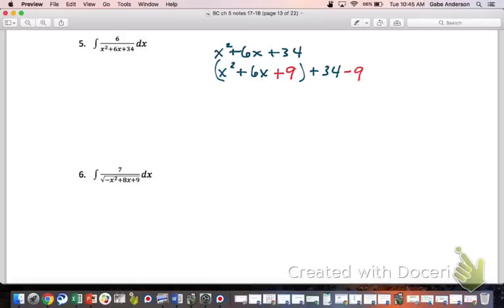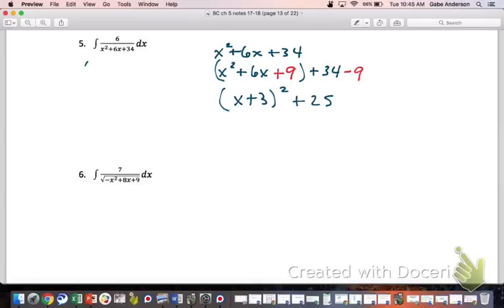So now we factor, and now it is nice and factorable. Not only is it factorable, it's factorable as a perfect square. So this factors as x plus 3 quantities squared. And look at that, 34 minus 9 is another perfect square, plus 25. So that means the denominator is that. That's just a different form of the denominator. And you could FOIL the x plus 3 back out and see that it really is the same thing.